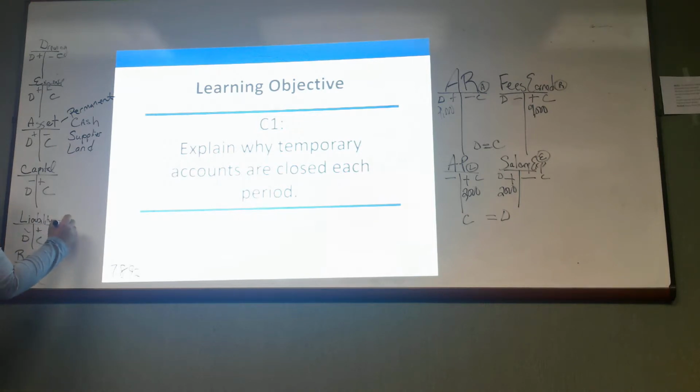Liabilities: accounts payable, notes payable, mortgage payable. If I owe somebody on December 31st, will I still owe that person on January 1st? Yes. Unfortunately, yes. That does not go away. Liability is a permanent account.